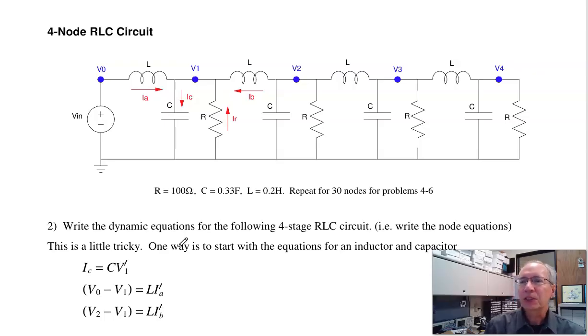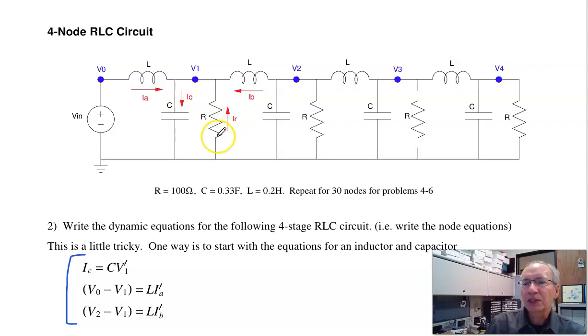Now, there's a couple ways to do this. What seems to work best for this one is a little bit tricky. First, I'm going to start with conservation of current. The current to the capacitor is the current to the node. That's IA plus IB plus IR. IC is C dV/dt. That's the basic equation for a capacitor. The voltage across the inductor is L di/dt. So these are the basic equations.